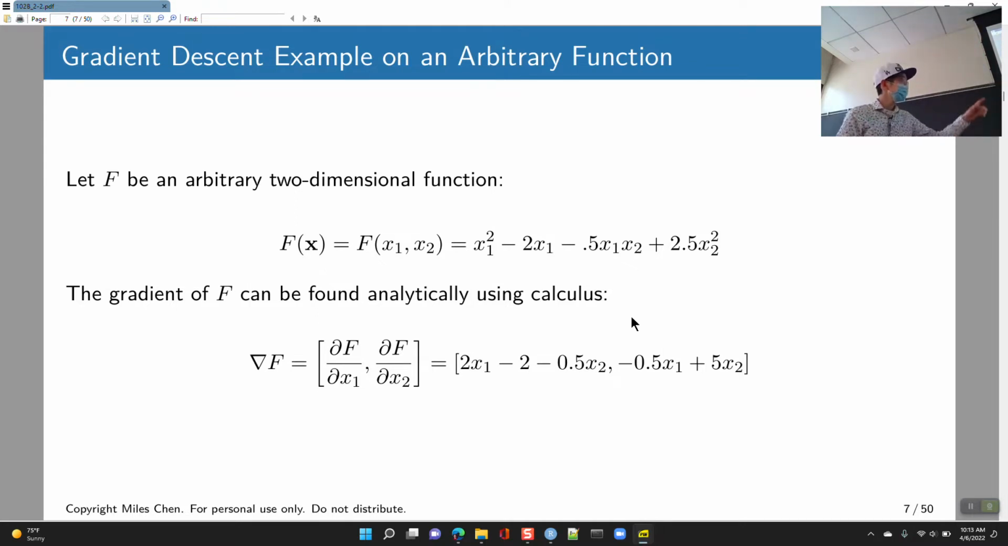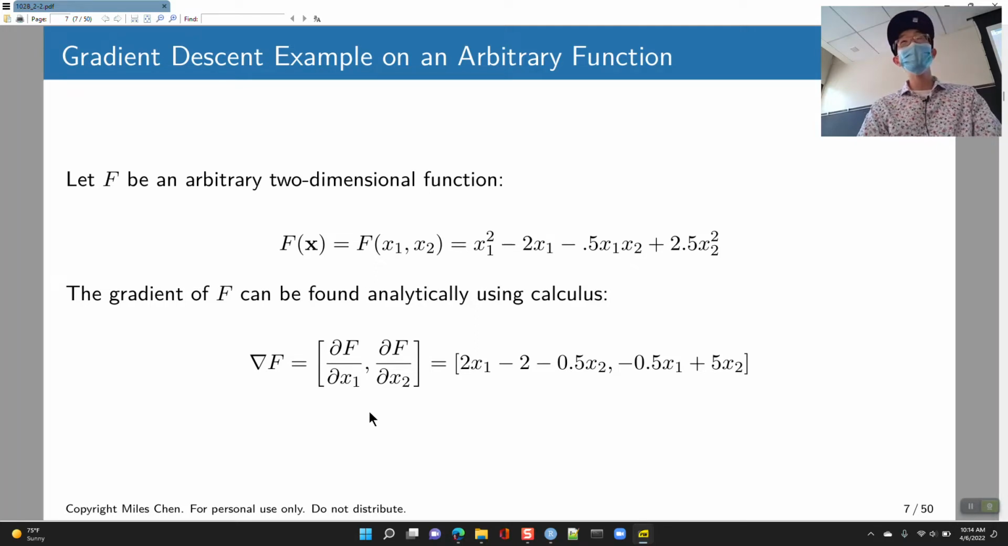So we will start with this function. Here it's a function of x1 and x2. This is just some arbitrary function, but perhaps in linear regression it might be a function of w0 and w1. Here I've got a two-dimensional function of x1 and x2, and we're going to find the gradient of f with respect to the vector x. Here I've got x1 squared minus 2x1 minus 0.5 x1 x2 plus 2.5 x2 squared. I will take the gradient of this with respect to x, and that will result in a vector.